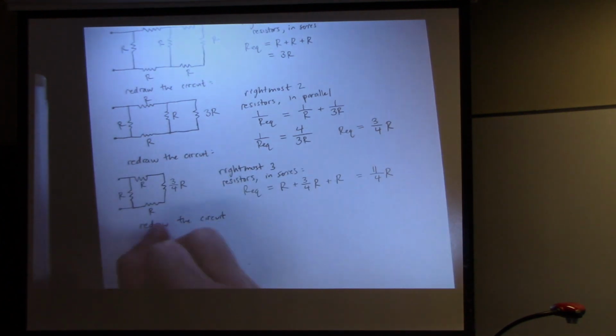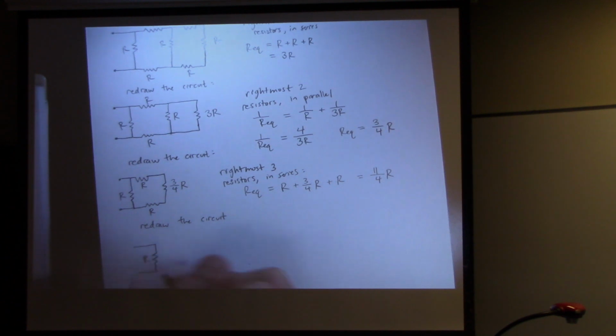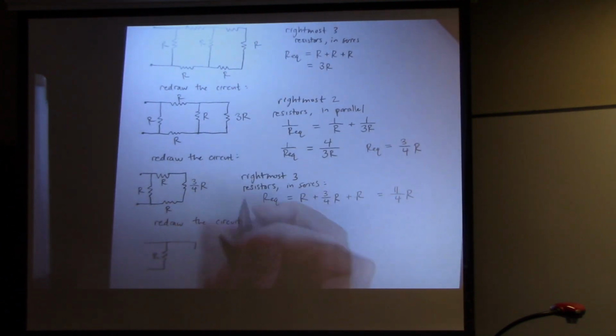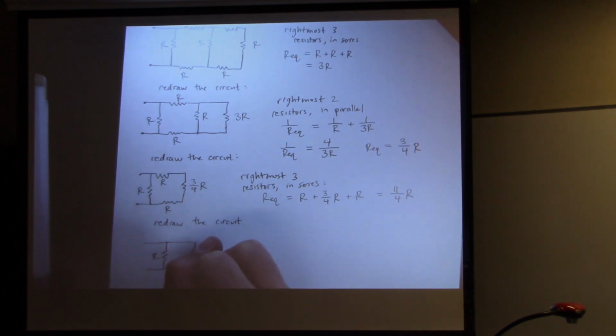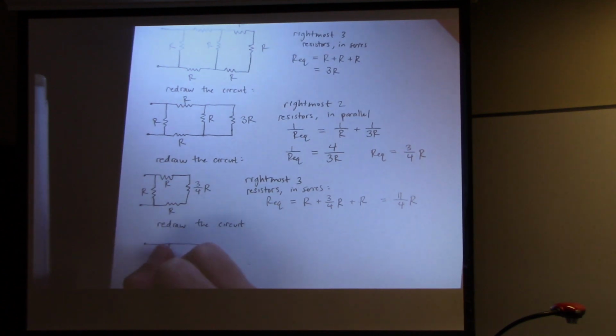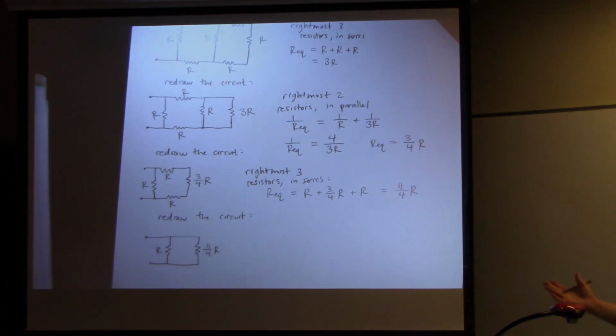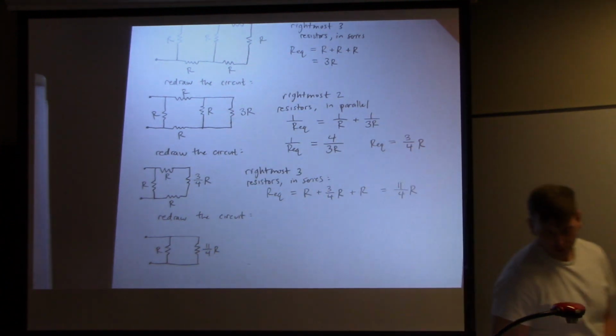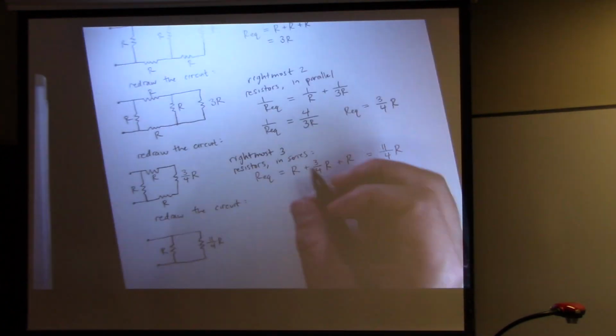And now what are we left with? Well, we have this resistor down here, which we haven't combined with anything yet. But we combined the other 3 to find that the equivalent resistance is equal to 11/4 R. So that's our circuit. So now we have a parallel connection between these two. So just apply the rule for resistors in parallel.